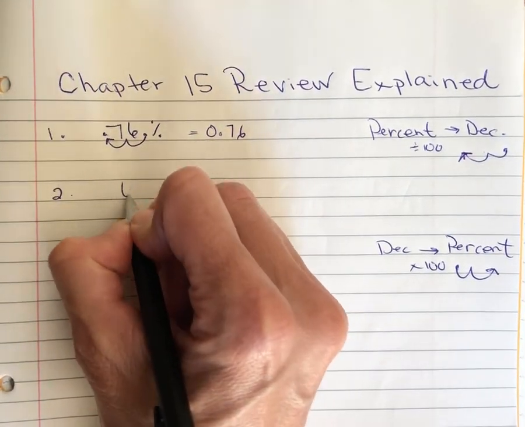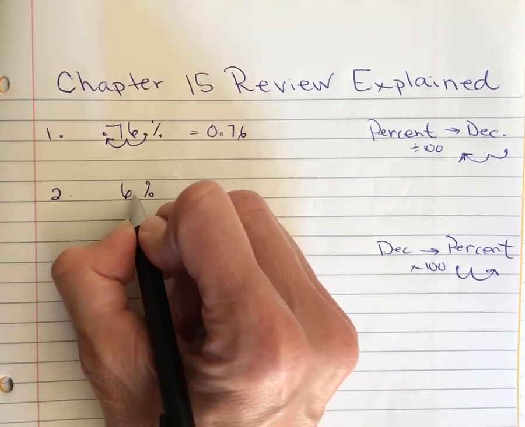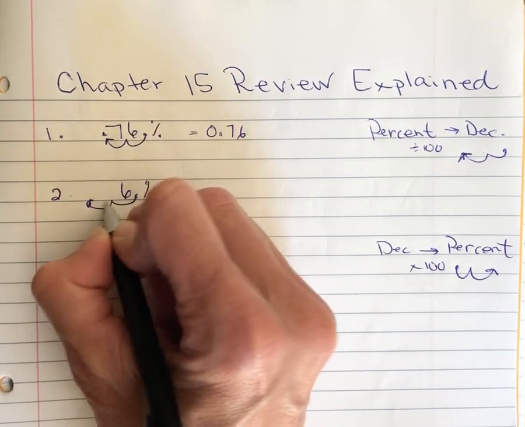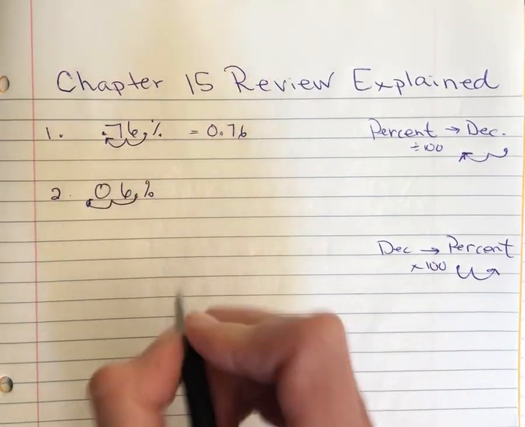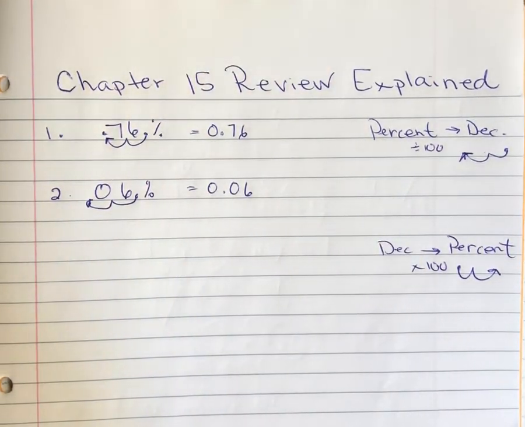We had 6% for number 2. Again, we add the decimal point at the end, hop twice to the left. We have an empty spot here. We'd fill in a 0, and we would get 6 hundredths.